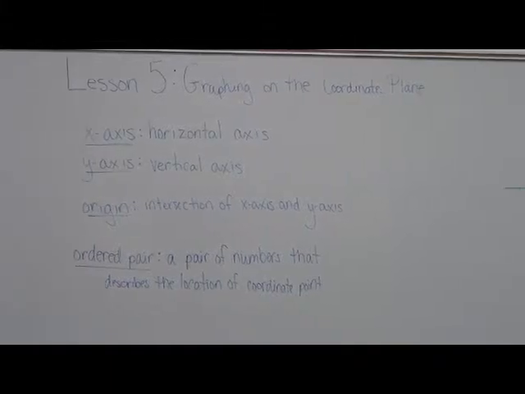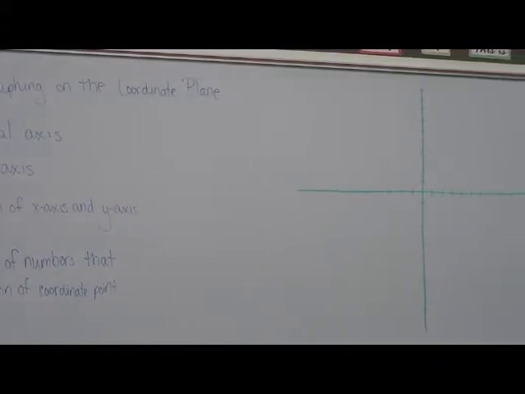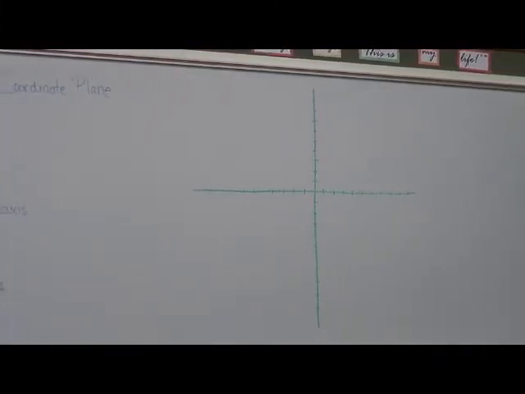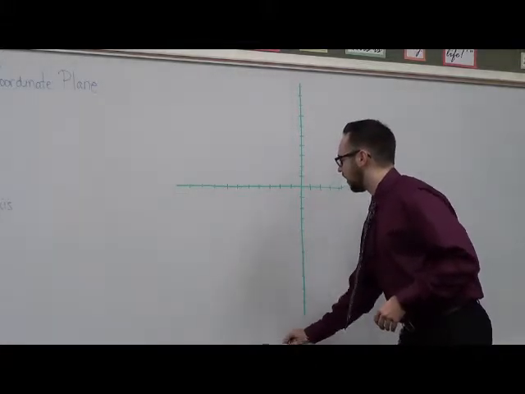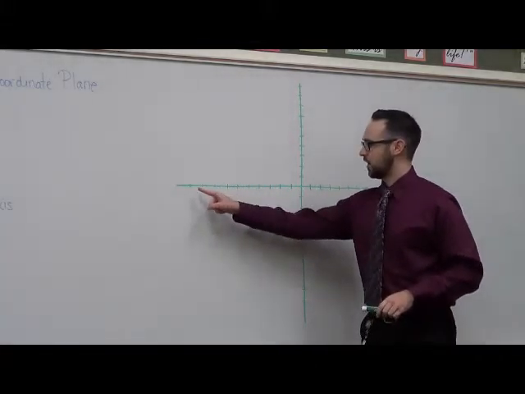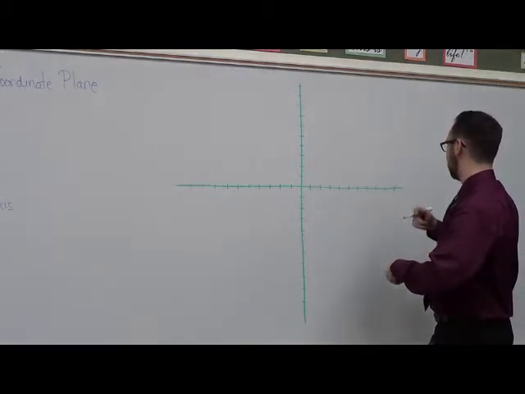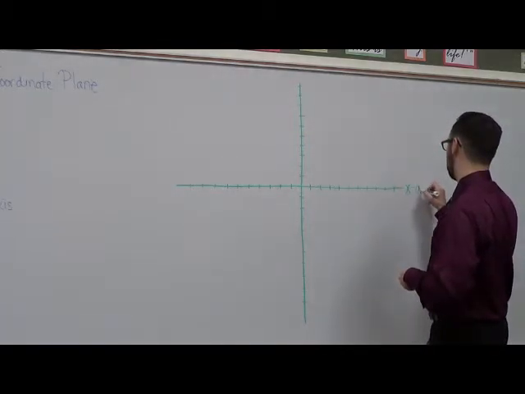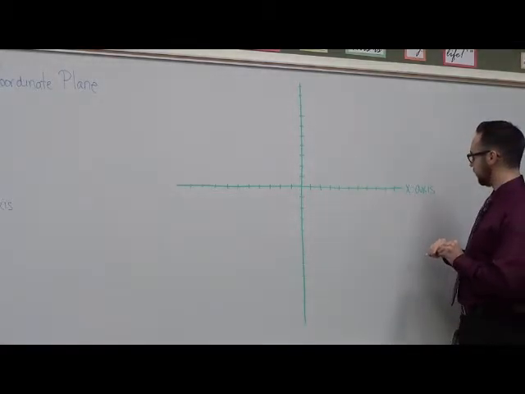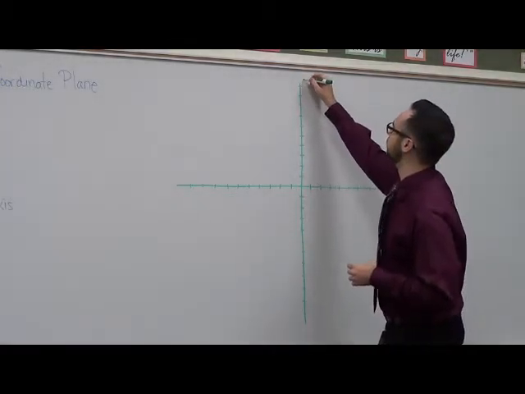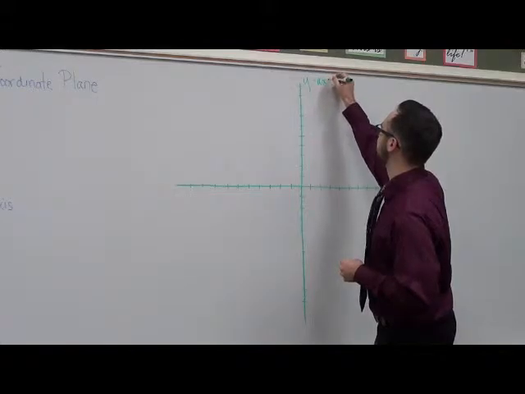I am now going to move us to this graph that I have over here. And I'm going to use this just to show you some of the main pieces of the graph. So again, we have our x-axis, which goes horizontally this way. I'm going to go ahead and label that for you just for now. I won't always label that, but I'm going to label it for now. So that's our x-axis, and then we have our y-axis.